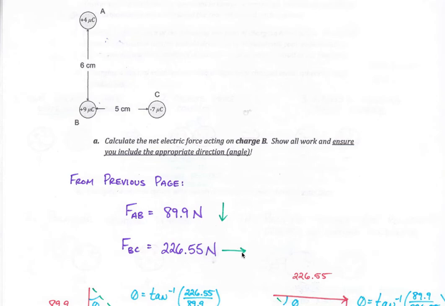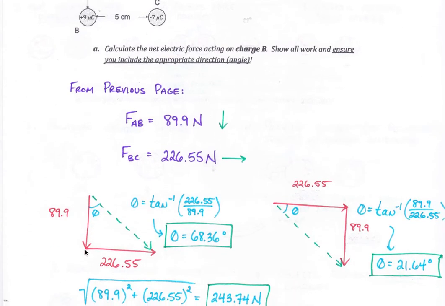Now you have to follow the tail to tip method when making your right triangle for these problems, and there's two ways you can do it. I'll show you both, and either one are acceptable. I can draw the downward arrow first, which is my 89.9, and without picking up my pencil, I can then draw the rightward, which is 226.55, and then I can set up my hypotenuse and find my angle. Alternatively, you could start with your rightward force, the 226.55, and then the downward force, which is 89.9. You'll find the hypotenuse is the same, it's pointing in the same direction, you'll just get a slightly different angle.